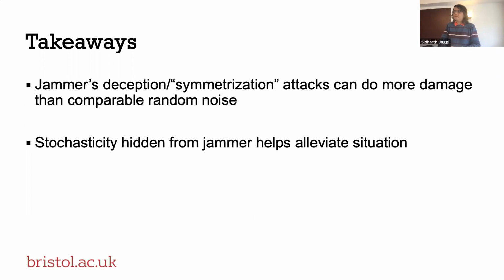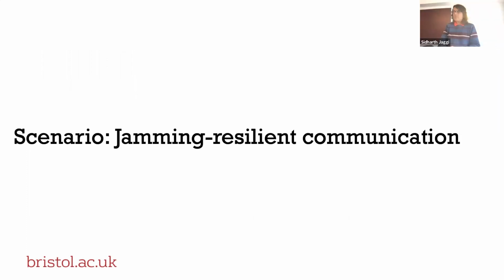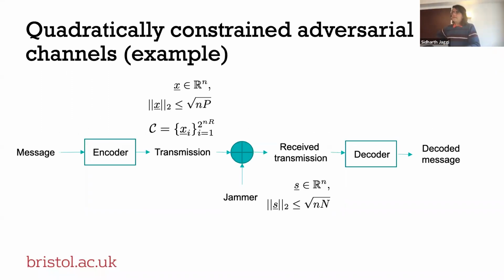All right, so moving on, let me talk a little bit about some jamming resilient communication schemes and see if there are some other messages to take away. So in this case, Alice has some message, she encodes it.